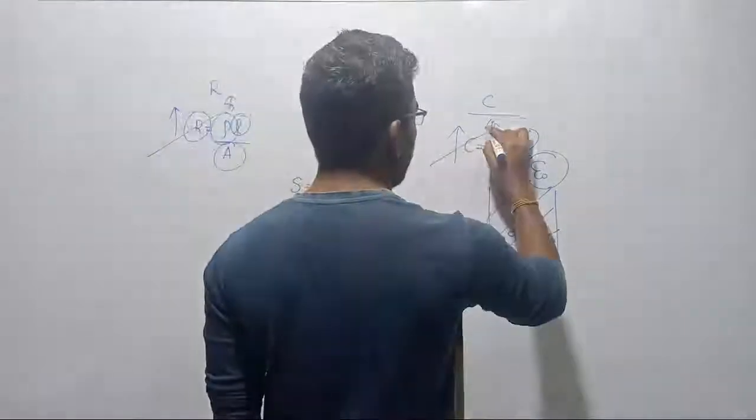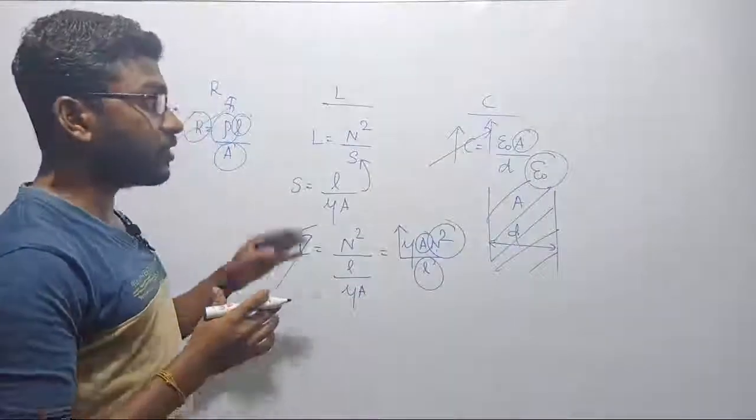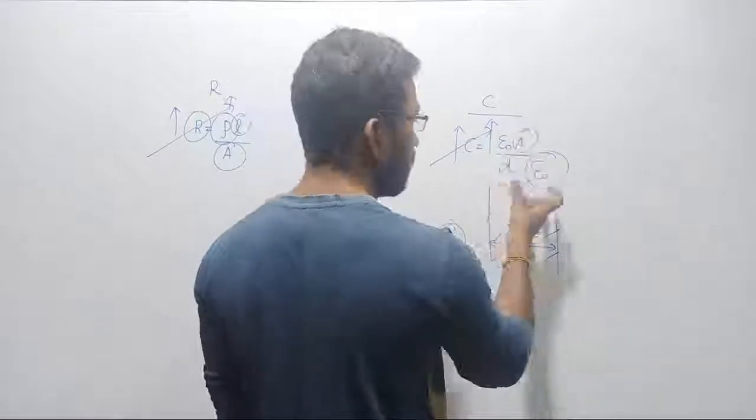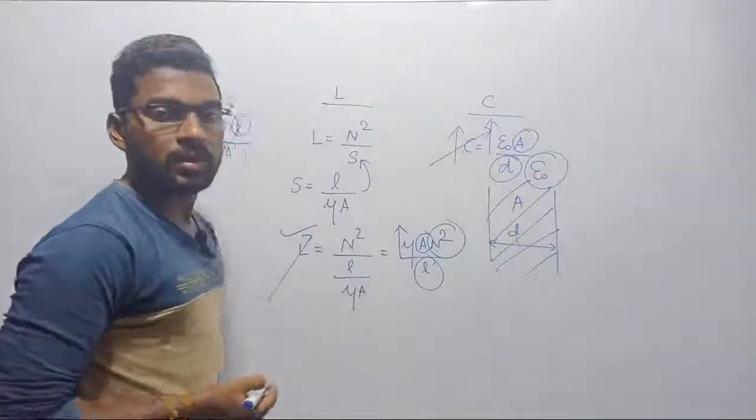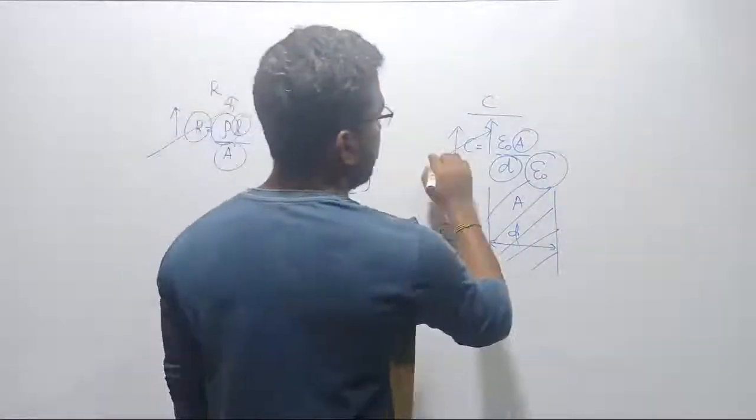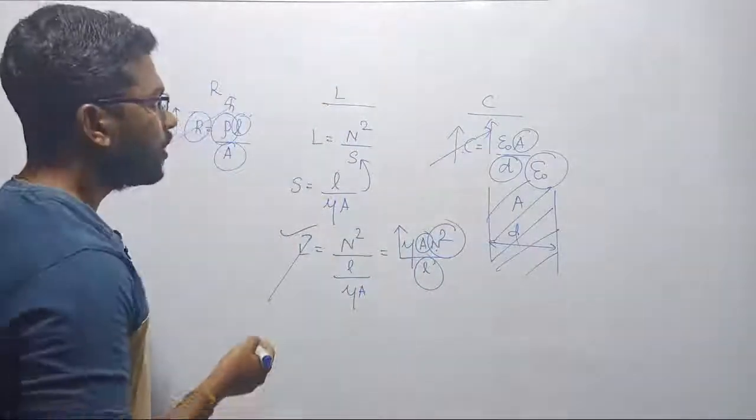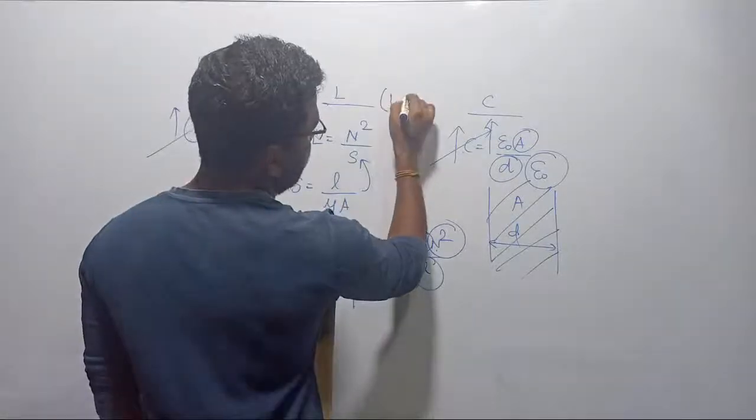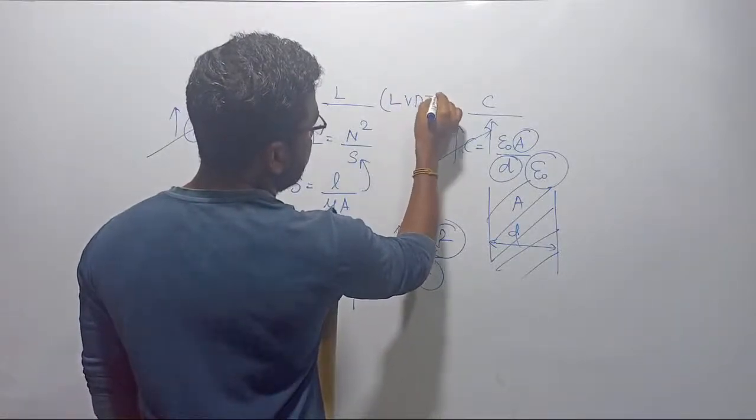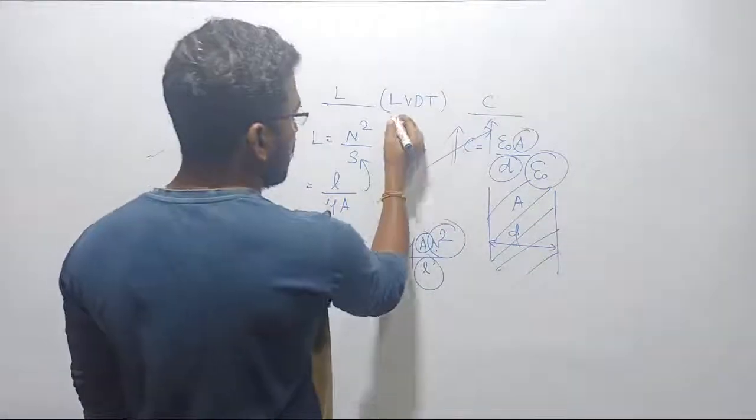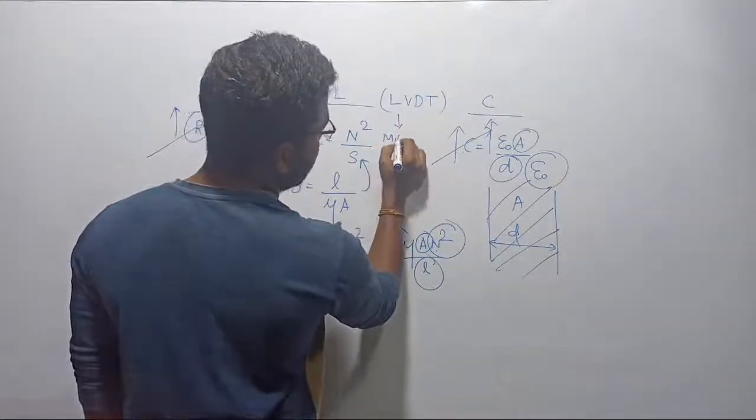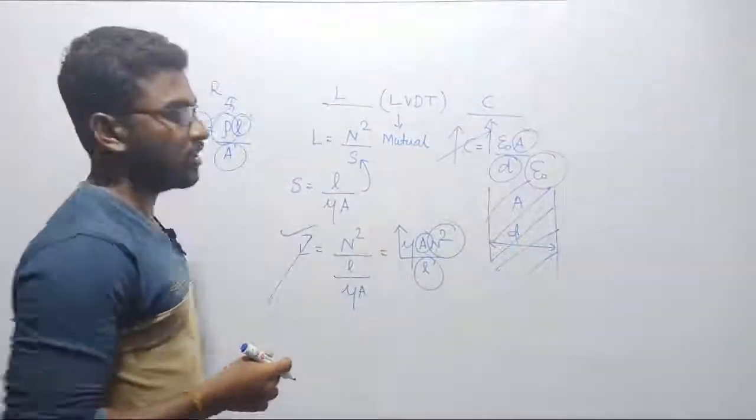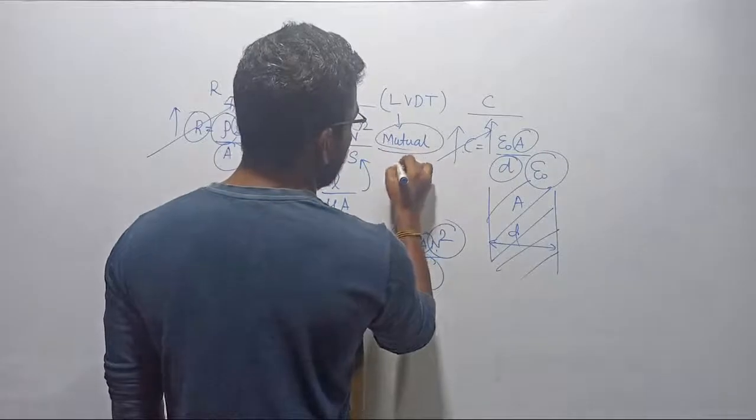Anyway, what is the conclusion here? A variable capacitor is possible by changing the permittivity of the material, the area of the plates, or the distance between the plates. So there are three ways to change the value of capacitance. I told you this is used to measure. It is used in the linear variable differential transformer, and it works under the principle of mutual inductance. We know the basic principle of a transformer is mutual inductance between the primary and the secondary circuits.